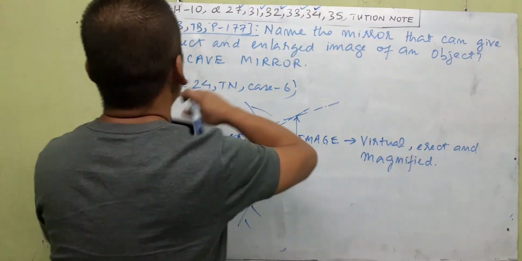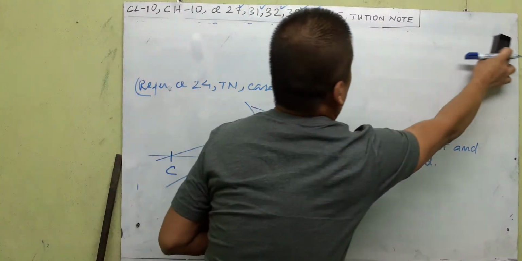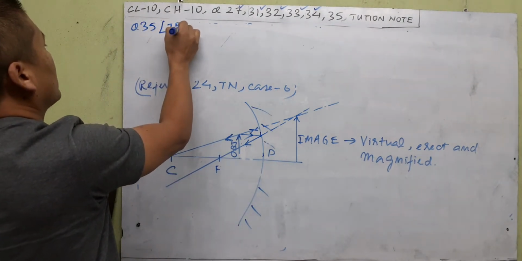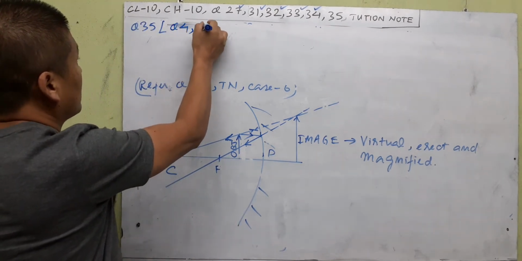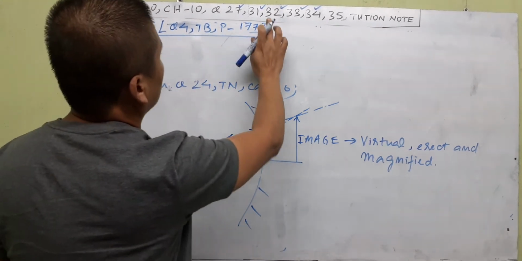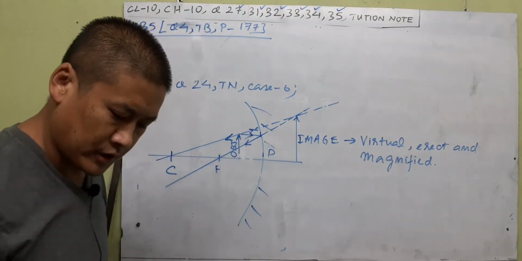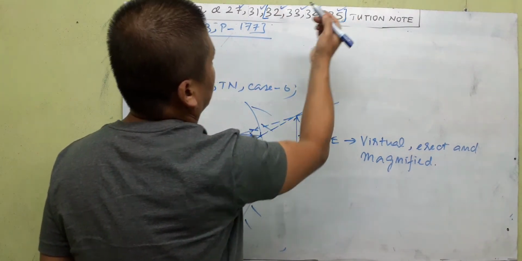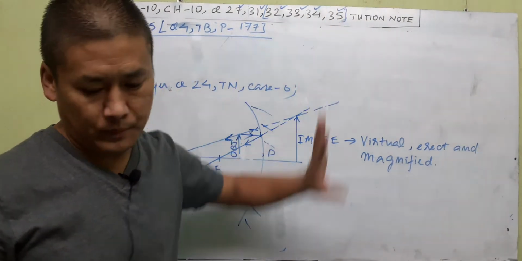Last question before we end this class, 35. So let us go to question number 35. This is also a textbook question, question number 4, textbook, page 177. All these questions from 32 to 35 are all textbook questions, 1, 2, 3, 4 on page 177.